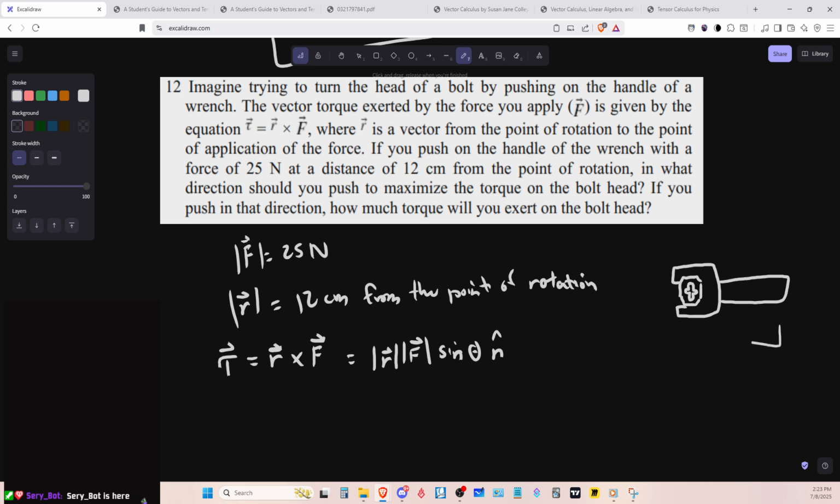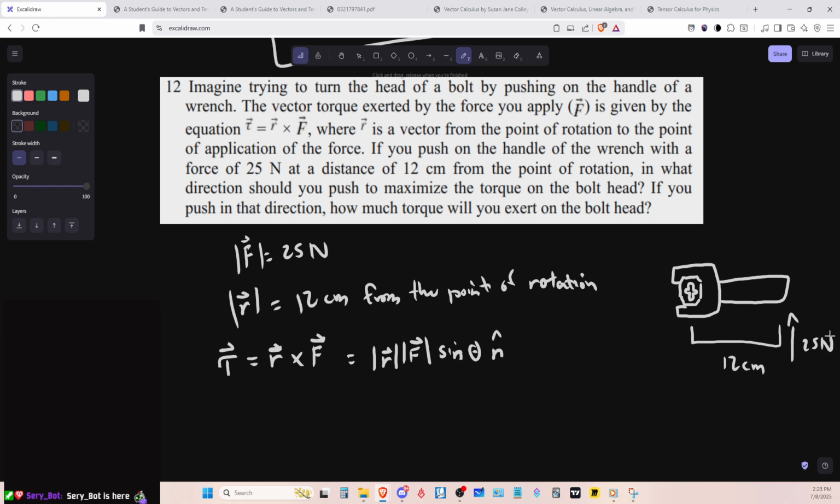And then this is 12 centimeters. And if you push the handle of the wrench with a force of 25, I'm guessing we'll push it that way, 25 newtons. That's the force. In what direction should you push to maximize the torque on the bolt head? If you push in that direction, how much torque will you exert on the bolt head?